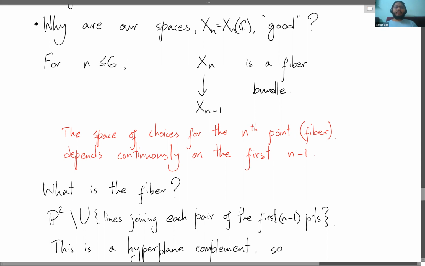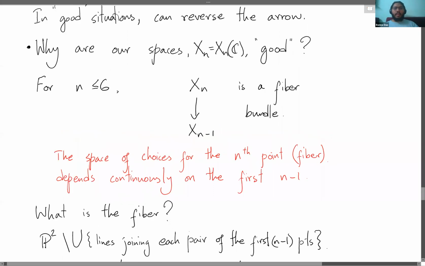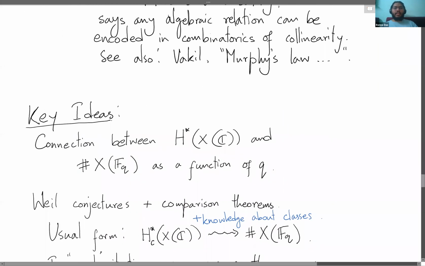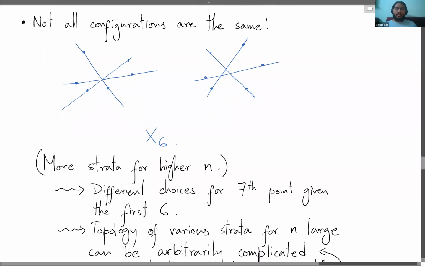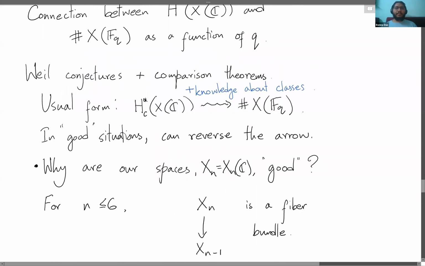Okay, so why are our spaces good? The fact is that if I take n points of which no 3 are collinear, and I forget the last point, so I had n points but then I only look at the first n minus 1, no 3 of the first n minus 1 are going to be collinear. So I get a map from X_n to X_{n-1}. And for n at most 6, this is a fiber bundle. What that means is the space of choices for the 6th point depends continuously on the first 5. This sort of difference does not happen for n less than 6. So the choice up to the 6th point is continuous.